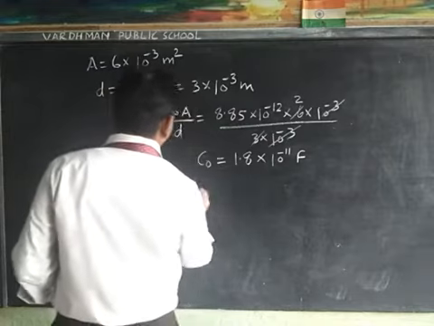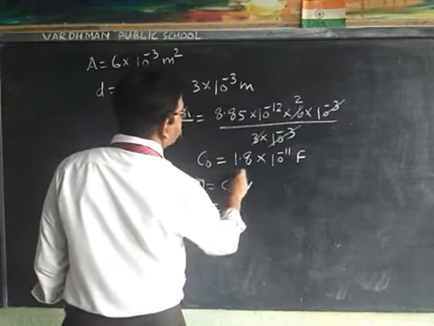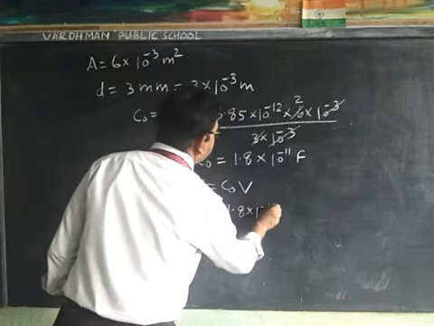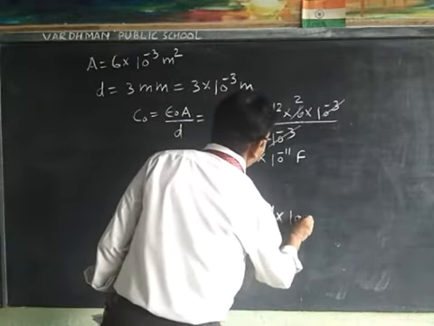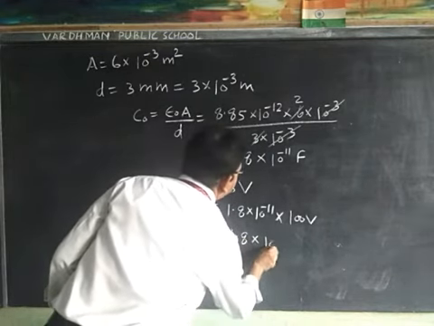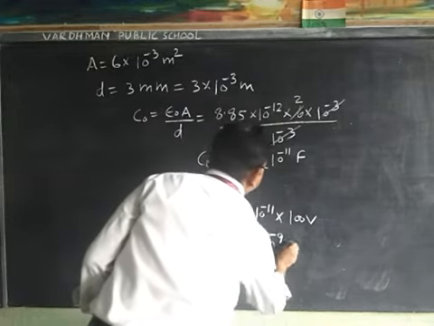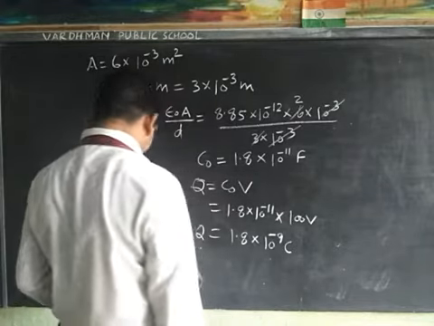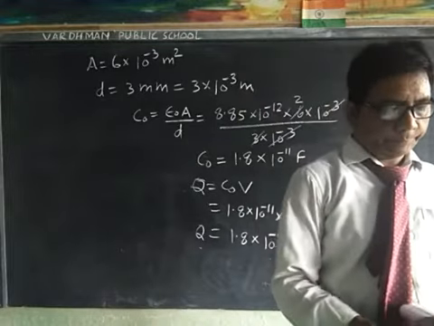Now we know Q is equal to C0 V. The value of C0 is 1.8 into 10 power minus 11, and the potential difference is 100 volt. Then it becomes 1.8 into 10 power minus 9 coulomb. Now we will discuss the next question.